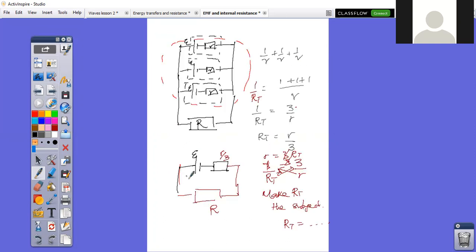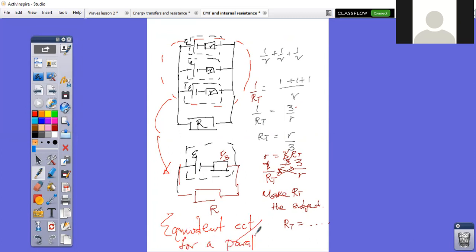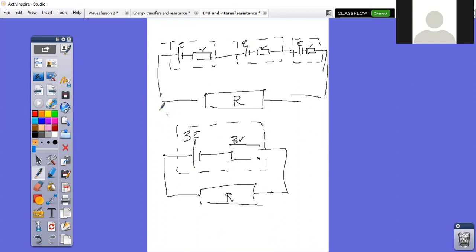Yes. Good, okay. By the way, this here is what we call an equivalent circuit. CCT means circuit. This is the equivalent circuit for a parallel combination. This, on the other hand, is an equivalent circuit for a series combination.